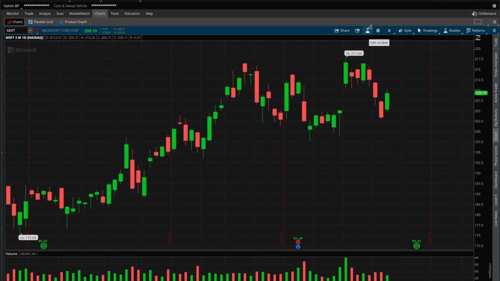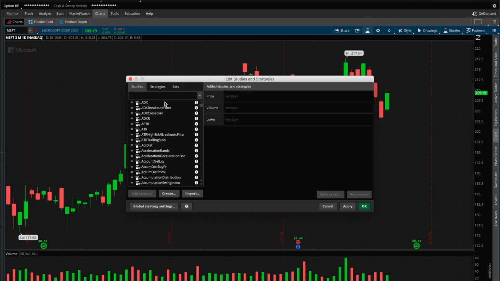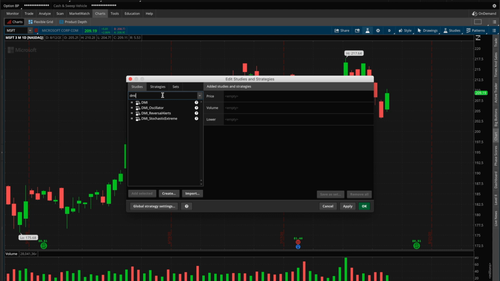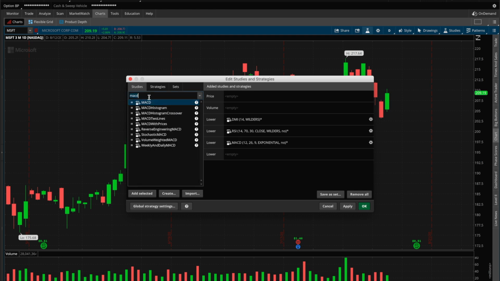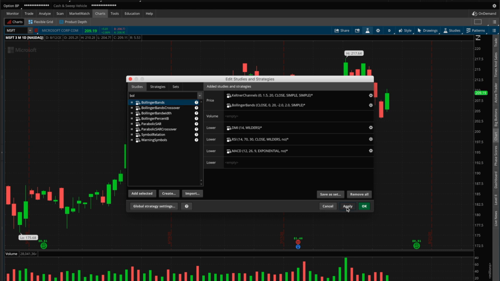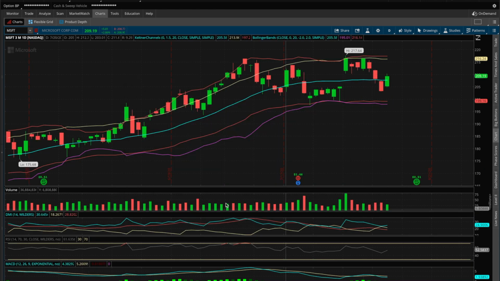So first we'll hit our beaker here, go into edit studies, and I like to add DMI. We'll add the RSI, MACD, and then two most important ones. One is Keltner channels, and the other one is Bollinger Bands. And we apply those, and this is what you get.